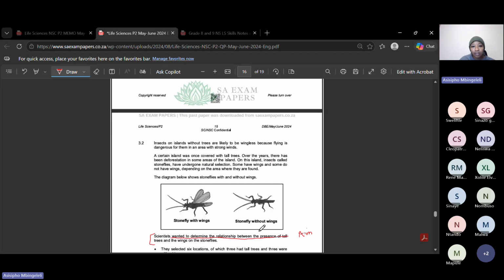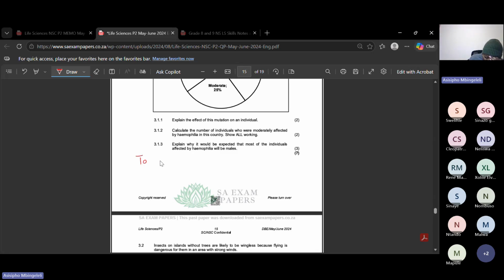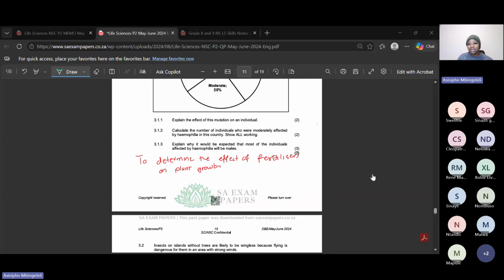So if, for example, my aim says the scientist wanted to determine the effect of fertilizers on plant growth, I need someone to tell me the variables here. Give me your independent and dependent. I've taught you how to get those two variables from this statement. You don't get them anywhere else but from this statement. I need someone to give me an independent and a dependent variable.